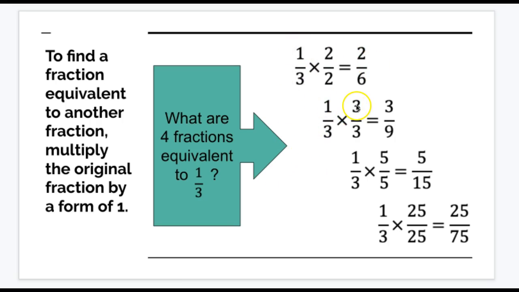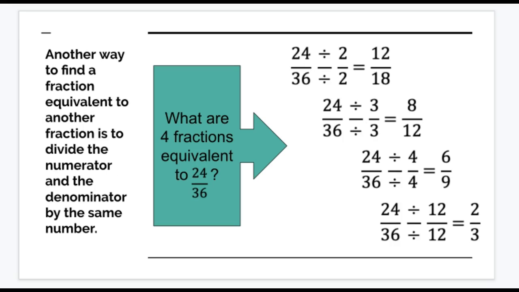1/3 times 3/3, we have 3 times 1, that's 3, and 3 times 3 is 9. The equivalent here is 3/9. The equivalent here is 5/15. The equivalent here, if we multiply by 25/25, is 25/75. Those all are the same fraction as 1/3.